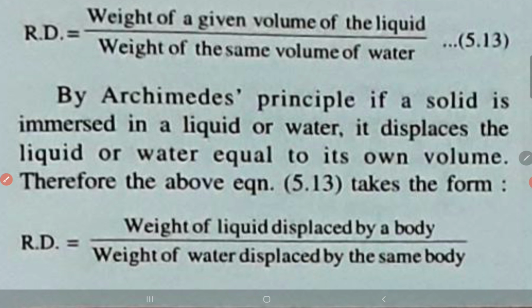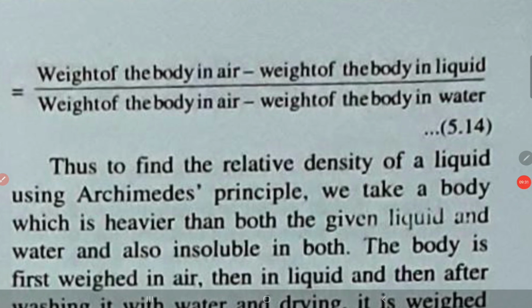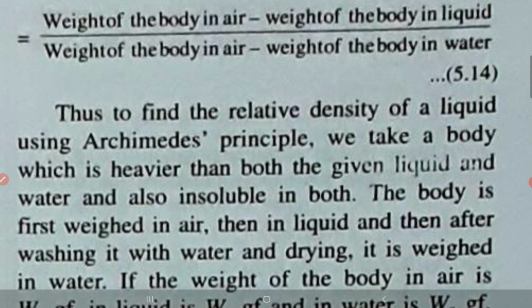Now going further, the weight of the body in air minus the weight of the body in the liquid shall give me the weight of the liquid displaced by the solid, right? Upon the weight of the body in air minus the weight of the body in water, which shall give me the weight of the water displaced by the body which is immersed. In both cases the body immersed should be the same. Thus, to find the relative density of a liquid using Archimedes principle, we take a body which is heavier than both the given liquid and the water, and also insoluble in both, right?